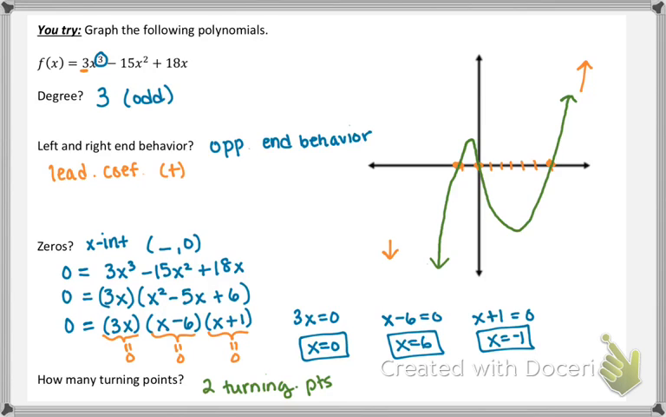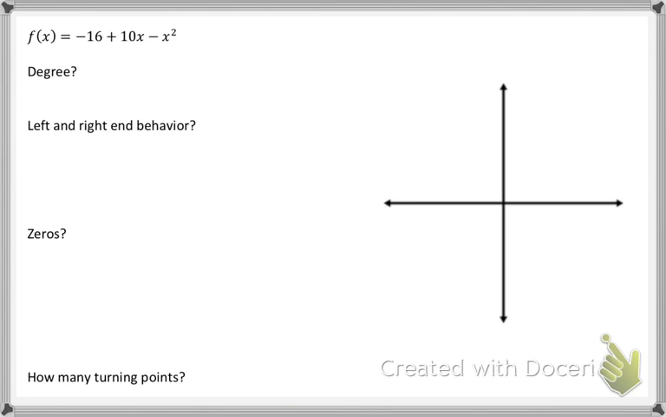Let's try one more. So f of x equals negative 16 plus 10x minus x squared. The degree here is 2. This is not written in standard form. It's not written in order. So let's just rearrange it and put it in order. Negative x squared goes first, and then 10x is the next term, minus 16 is the constant. So the degree is 2.